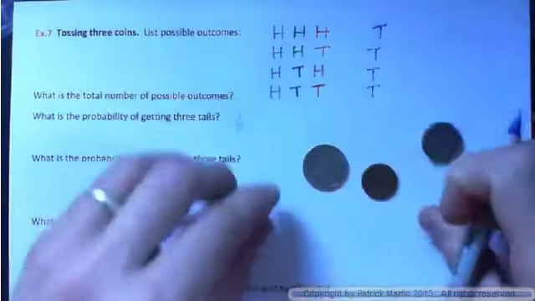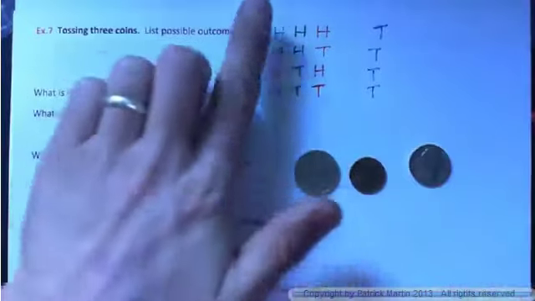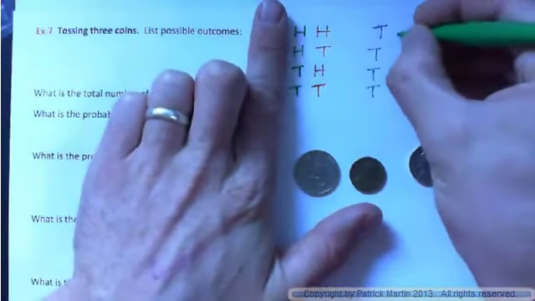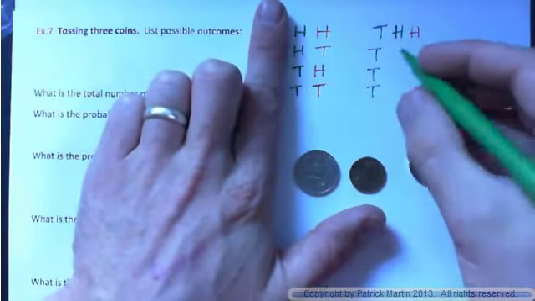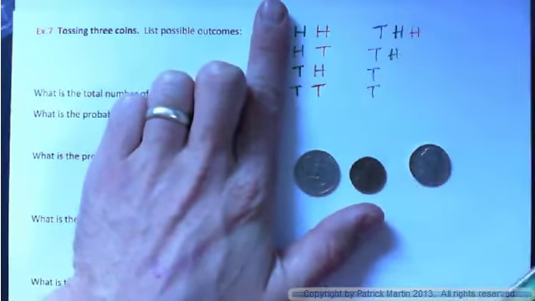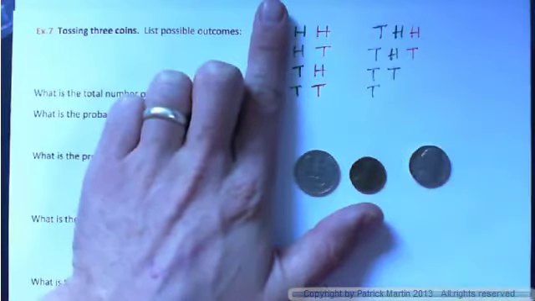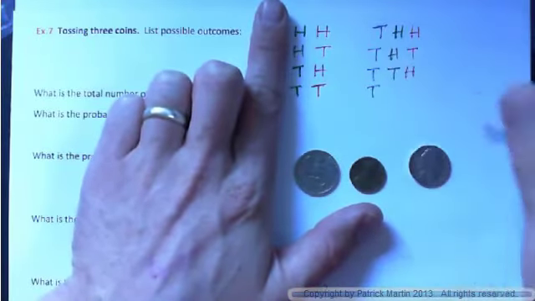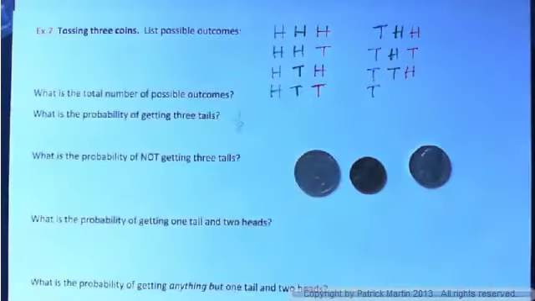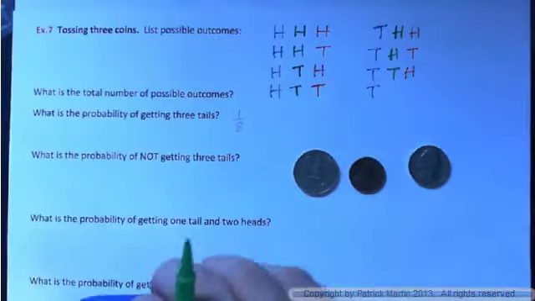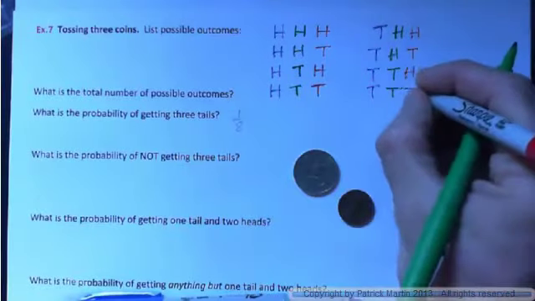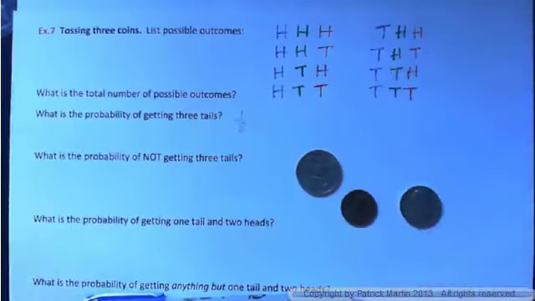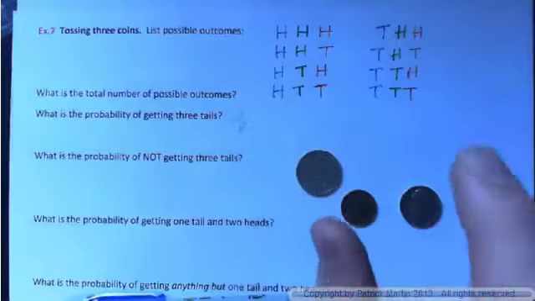So if the first coin is a tail, then we could have a tail and 2 heads. We could go T, H, H. Or we could have a tail and then a head and then a tail. Or we could have a tail and then a tail and then a head. Or what's the last possibility? Tail, tail, tail.